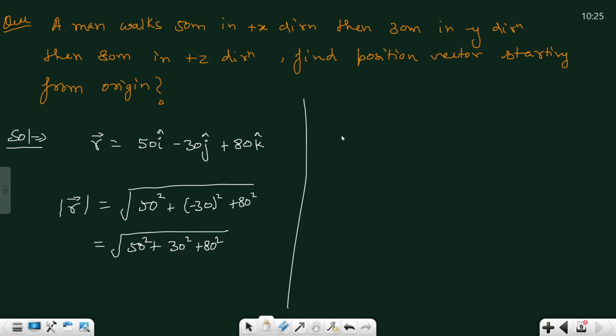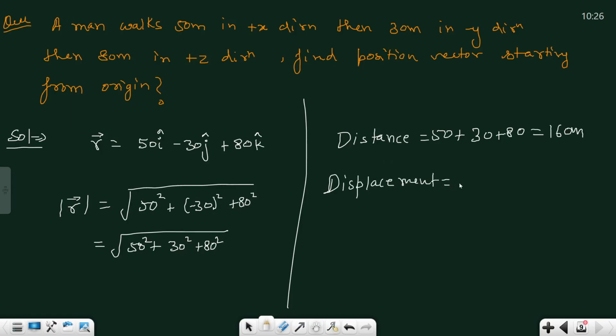And suppose if you talk about the distance, what will be the distance? The distance is simple. First you moved 50 meter, then you moved 30 meter, then you moved 80 meter. Clear? So the distance is 160 meter. But when you talk about the displacement, it will be the magnitude of this position vector. So that is equal to root 50 square plus 30 square plus 80 square. Clear?